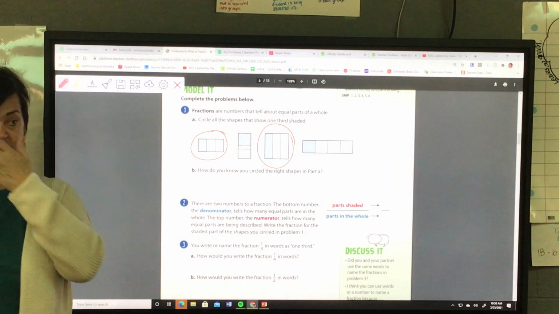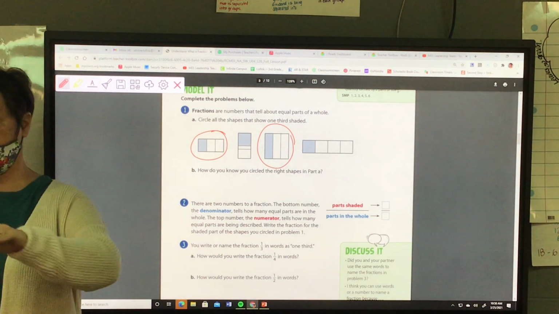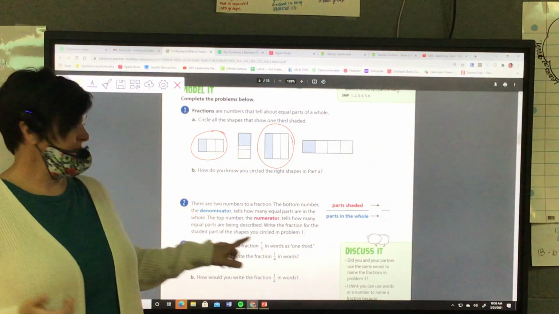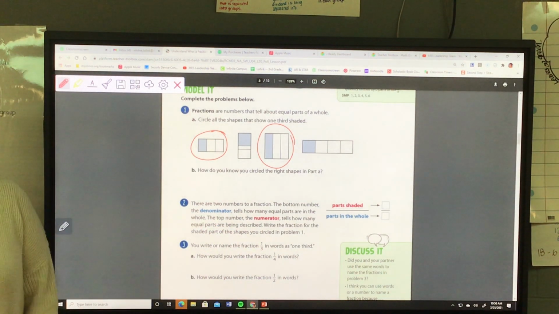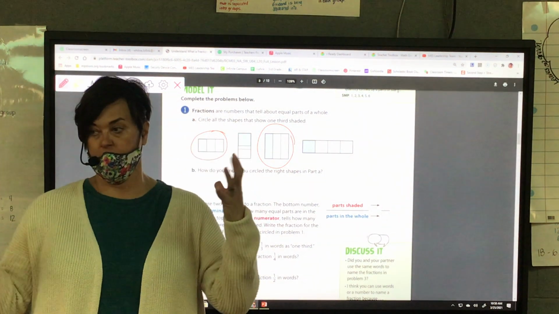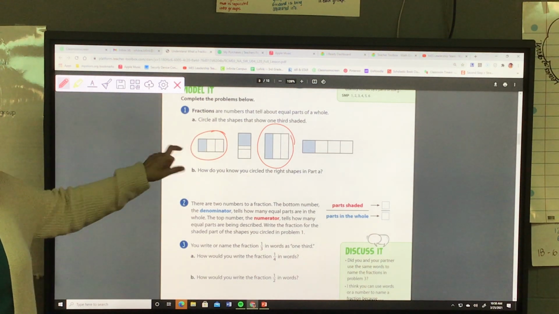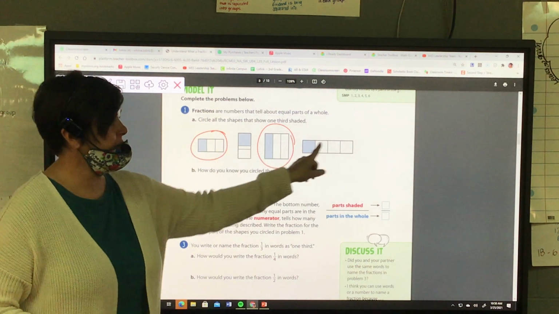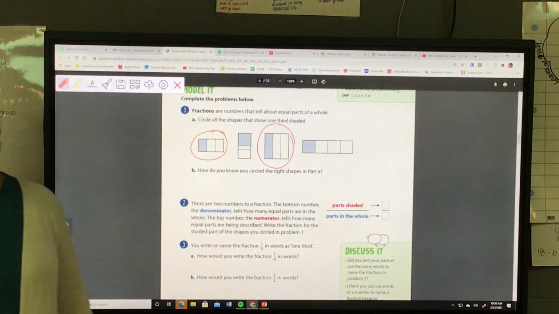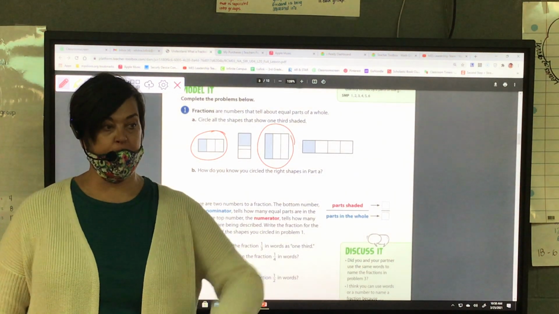We've talked about this. There are 2 numbers to a fraction. That number on the top and that number on the bottom. The bottom number is the denominator. That tells how many equal parts are in the whole. So how many equal parts are in the whole here? 3. How many equal parts are in the whole over here? 4. So that number is our denominator, the number on the bottom.